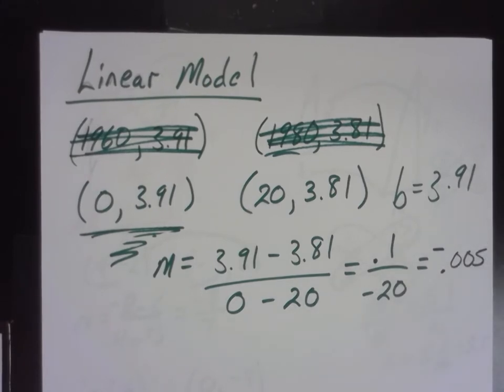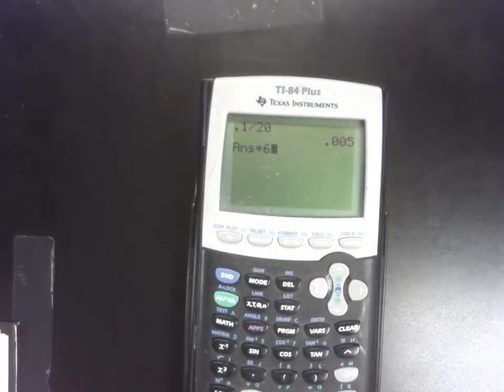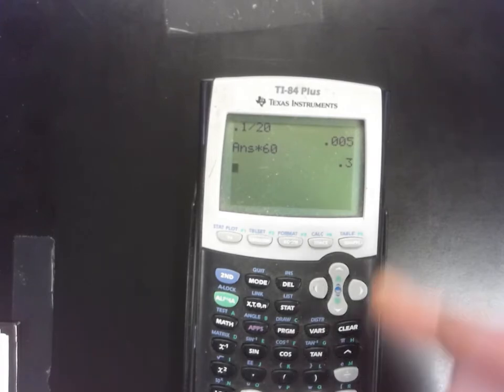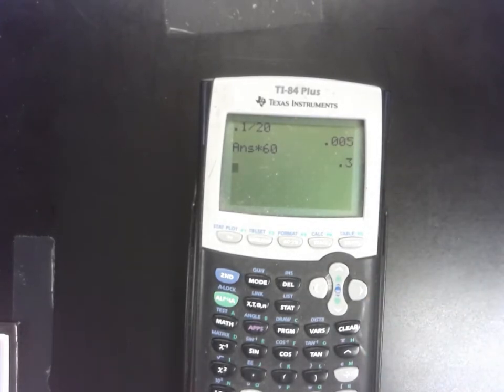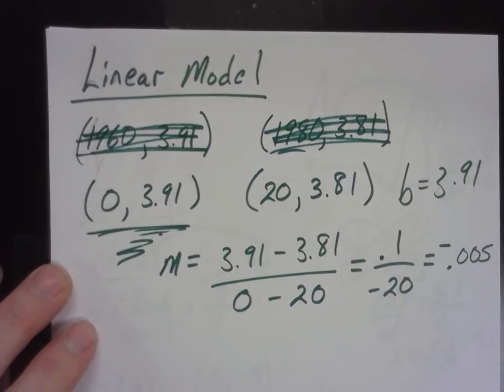So what that means is every year it's going down a little bit, isn't it? Not much. Tenths, hundredths, thousandths, 5/1000ths of a minute. If you take that number and multiply it by 60, it's only 0.3 seconds. Okay? So it's not going down much, is it? A little bit every year. But there we have it.